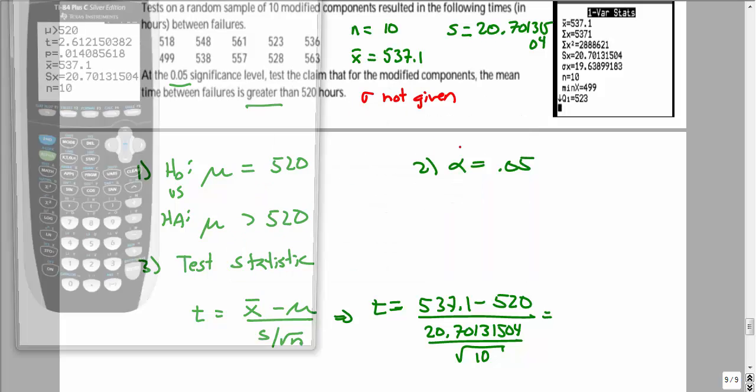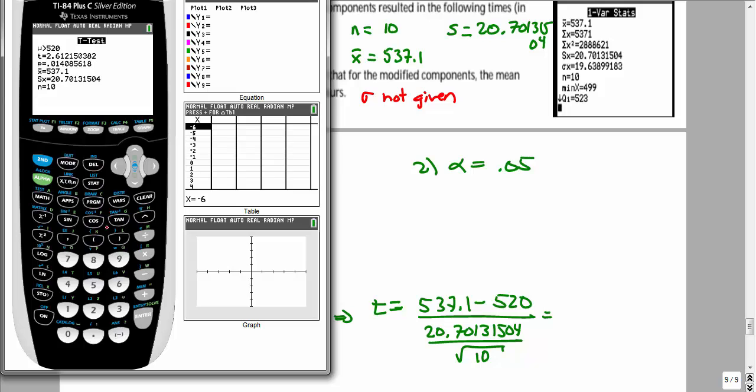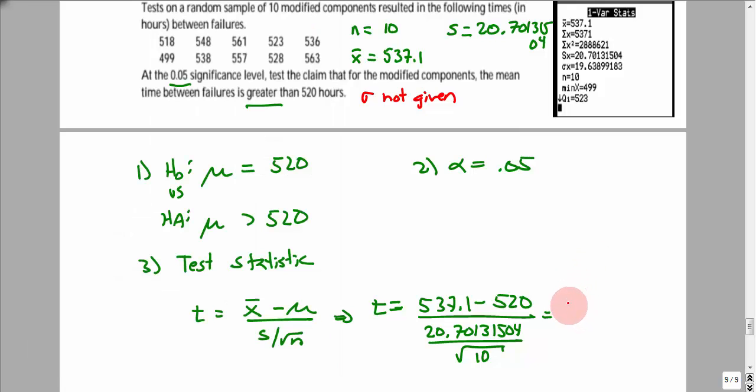Now again, it's really, really important that you have parentheses around that numerator. So you have 537.1 minus 520 divided by your s in parentheses, 20.701311504 divided by the square root of 10. And then we're going to arrow out. So we get 2.612 for our t value here. 2.612. That's our test statistic.